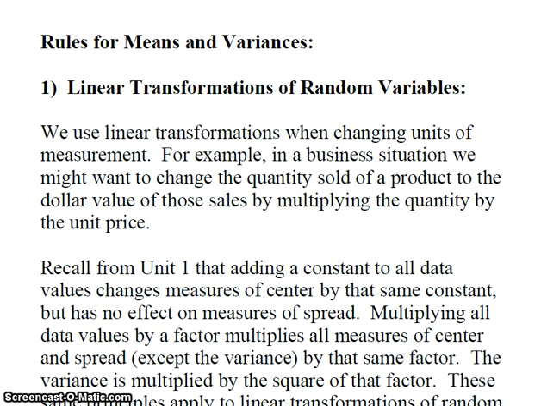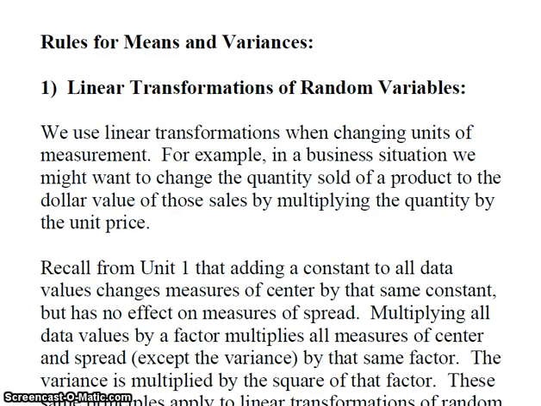We use the linear transformations when we change units of measurement. It might happen when you're changing the quantity of goods sold to the dollar value of those goods by multiplying by the unit price. That happens in business quite a bit, but this happens in lots of situations. So in this video we'll look at how you alter the means and the variances of the random variables you're working with when you do that sort of transformation.